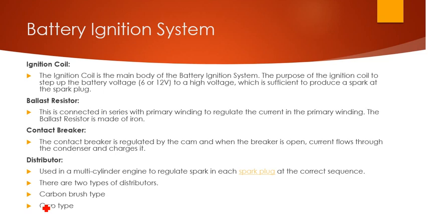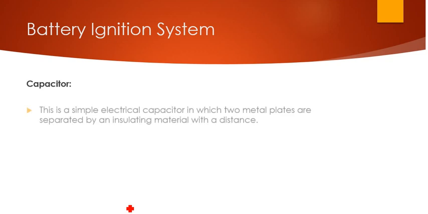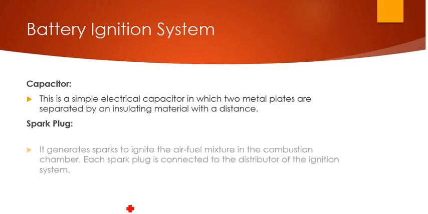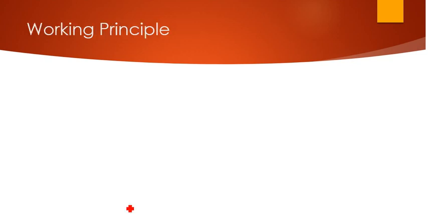There are two types of distributors also. One is the carbon brush type and another one is the gap type. Next we have a capacitor that will store the current, and we have a spark plug. This spark plug is the main thing for generating sparks in the combustion chamber.